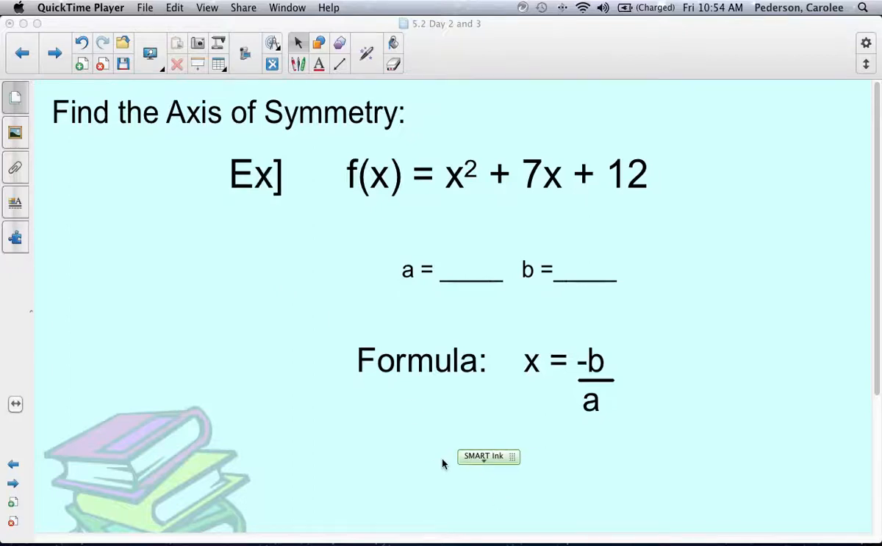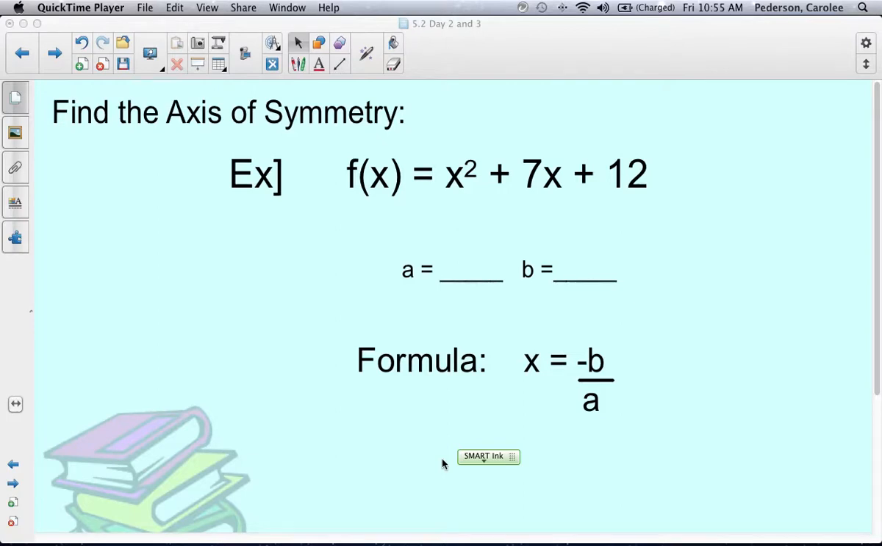Here's 5.2, day 2, part 2. We're going to continue with finding the x of symmetry, but now we're going to find it when it's given an equation in standard form. This is an example I do want you to write in your notebook. So this example is in standard form.